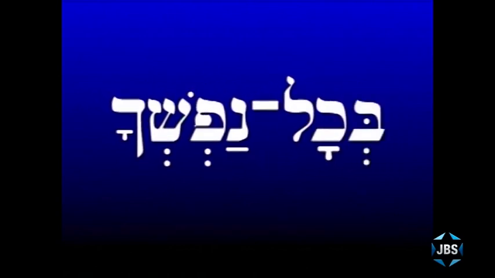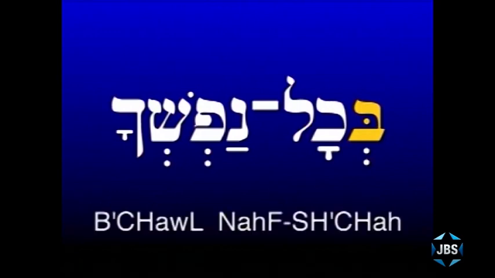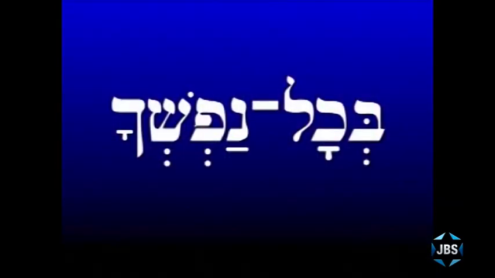If you add the bet in front of it, the bet with the pronounced shva, it becomes "with all your soul," and the dot comes out of the kaf, and the phrase becomes bechol nafshecha, a very well-known phrase because it's part of the V'ahavta prayer, the prayer that says, you shall love the Lord your God with all your heart, bechol levavcha, with all your soul, bechol nafshecha, and with all your might, bechol me'odecha. This is the wrinkle to the kamatz.